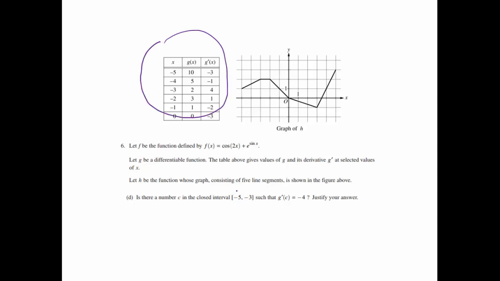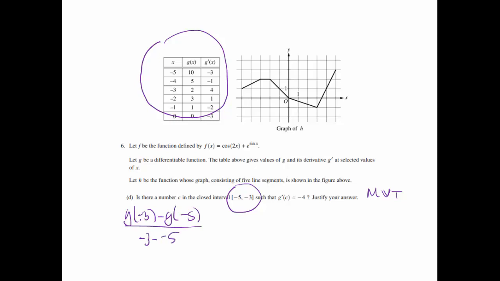Okay, I notice they're giving me an interval and then they're giving me a derivative. In my mind, that should be bringing up the mean value theorem, which says something about the average rate of change equaling the instantaneous rate of change. So if I can show that the average rate of change between these two x values is equal to negative 4, then the mean value theorem will be verified. So I am going to plug in negative 5. So I'm going to do g of negative 3 minus g of negative 5 over, just using the slope formula here, negative 3 minus negative 5.